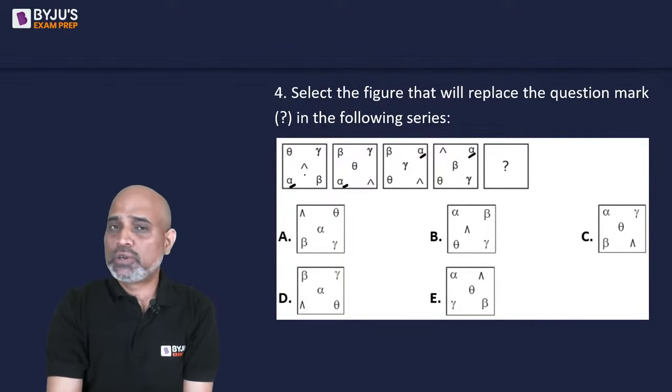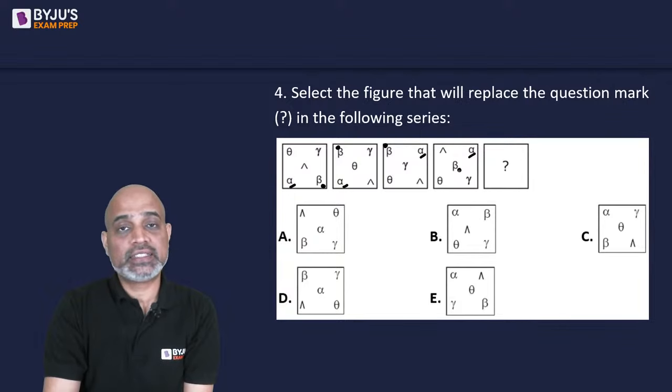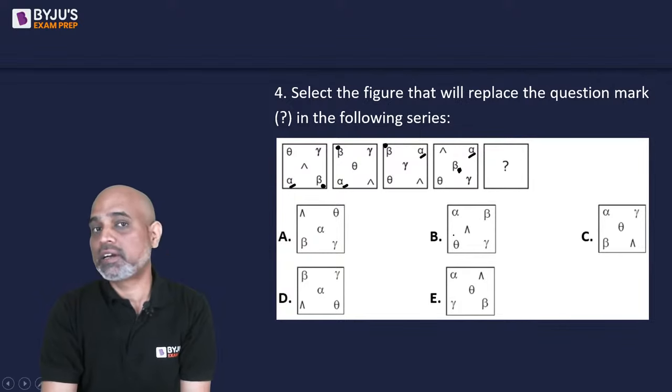Okay, let's look at beta now. Beta is here, then it moved to the opposite corner, then it stayed there and then it came to the center. Then it came to the center.